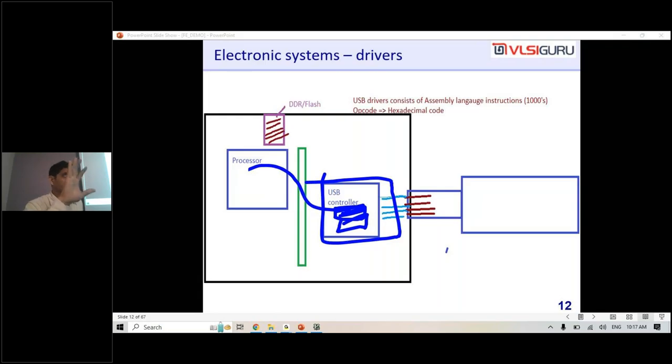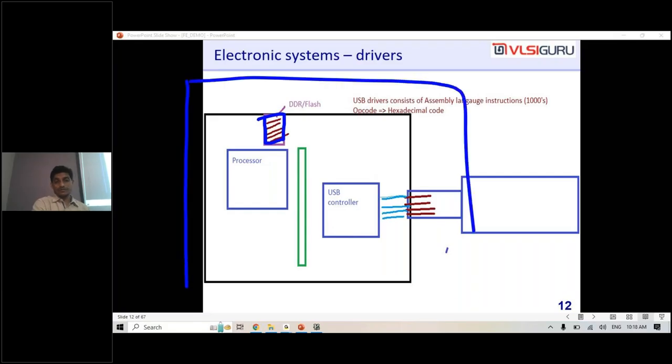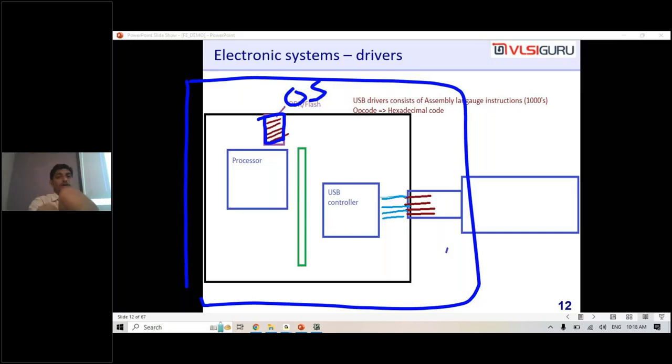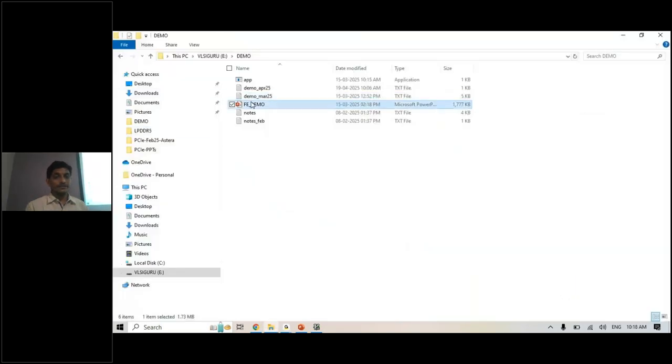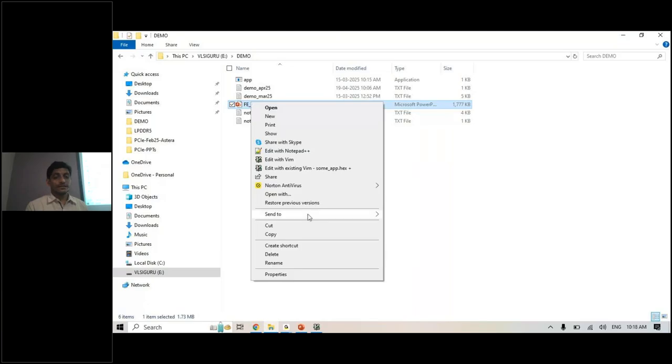Let me again explain this. What is this one? DDR memory or flash. On top of this, what do you have? Operating system. On top of operating system, what do you have? Apps. Okay. Now, what did I do? I went to my laptop. I did right click, send to some pen drive.